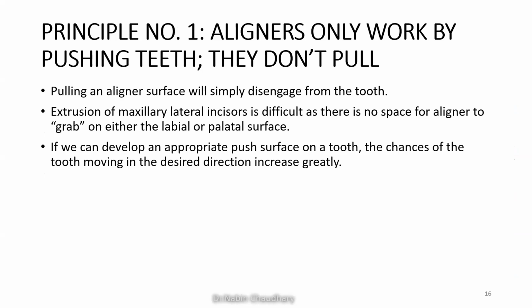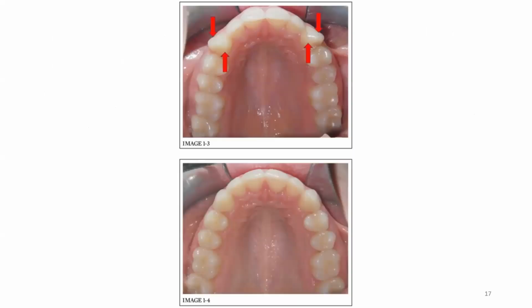Because of this, the extrusion of the maxillary lateral incisor is difficult, as the maxillary lateral incisor has a small surface area for the aligner to grab, either on the palatal or the labial surface. So if we can develop the appropriate push surface on the tooth, the chances of tooth movement in the desired direction will increase greatly.